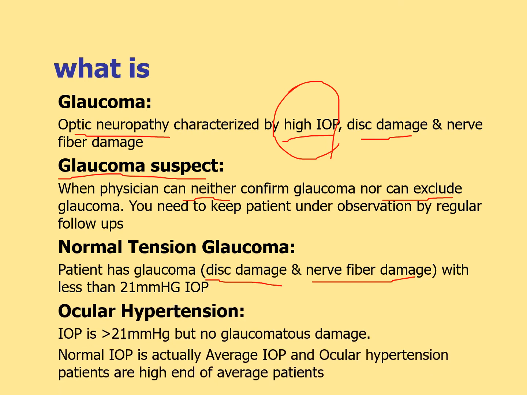So what is ocular hypertension? Ocular hypertension is opposite to normal tension glaucoma. Here the intraocular pressure is more than 21, but the patient does not have any glaucomatous damage, means no optic disc cupping, no visual field defects, and nothing on the OCT. So the normal IOP is actually average IOP, and ocular hypertension patients are actually the high end of the average patients.